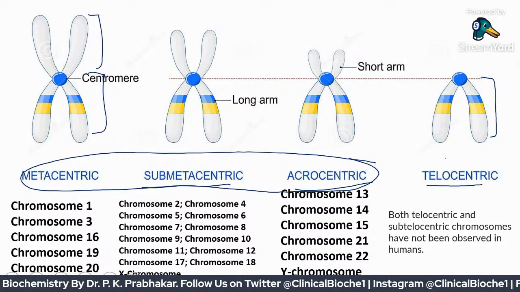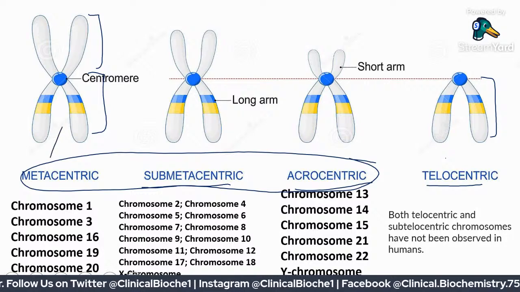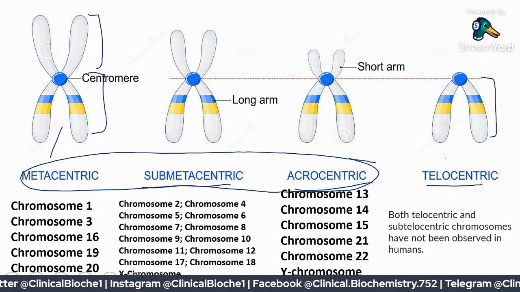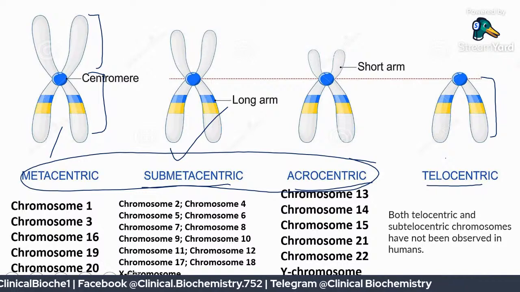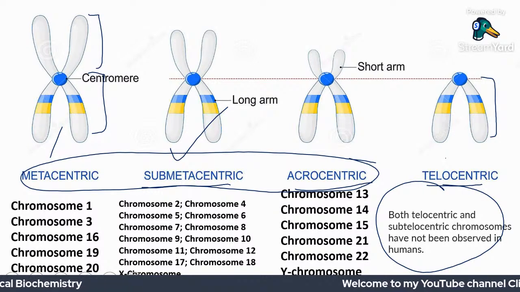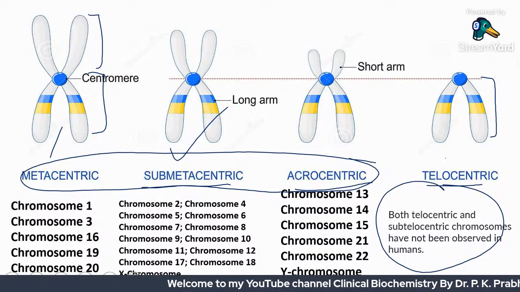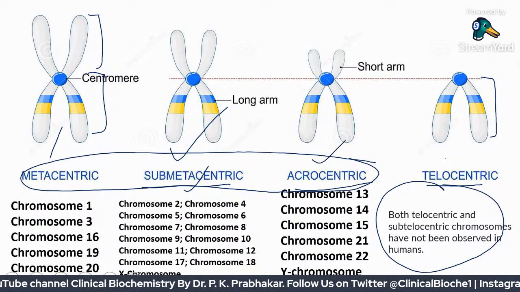Chromosome number 1, chromosome number 3, 16, 19, 20 are metacentric. Maximum chromosomes we are having are submetacentric, that is chromosome number 2, 4, 5, 6, 7, 8. Probably no need to remember, but this is important because sometimes questions come asking which chromosome is telocentric in our case. So we don't have any telocentric, we don't have any subtelocentric chromosomes. X chromosome is submetacentric and Y chromosome is acrocentric.